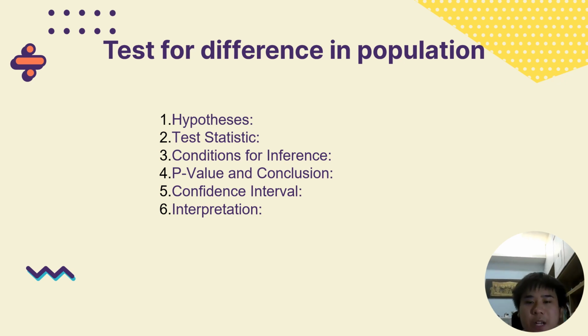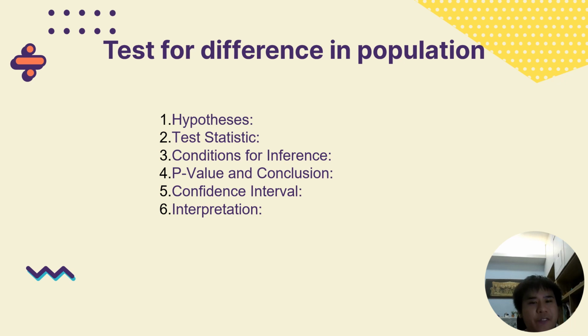Now, p-value and conclusion. The p-value is calculated from the test statistic, which uses the z-score, or the t-score later, and is used to determine the strength of the evidence against the null hypothesis. If the p-value is less than the chosen significance level, we reject the null hypothesis. If it's larger than alpha, the significance level, we favor the null hypothesis. We do not reject the null hypothesis.